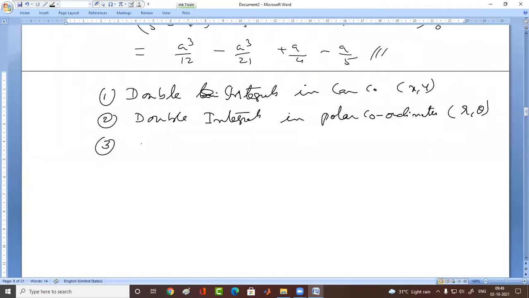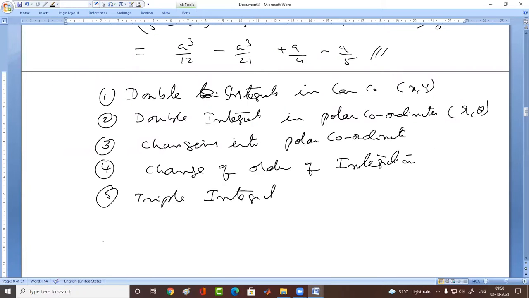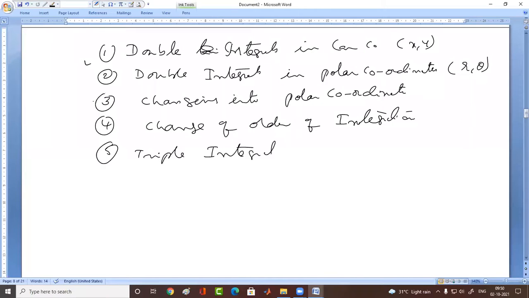And third topic is changing into polar coordinates. And fourth topic is change of order of integration. And fifth topic is triple integrals. Triple integrals is a very small topic according to our syllabus. So the first four concepts are completed. Very easy. Now coming to triple integrals.